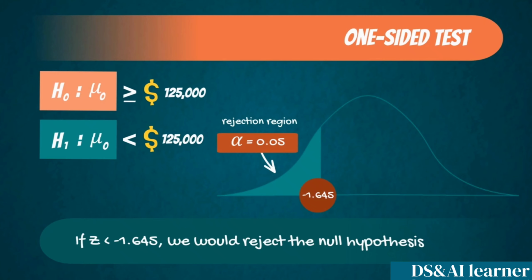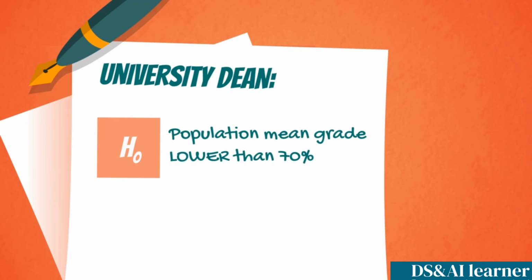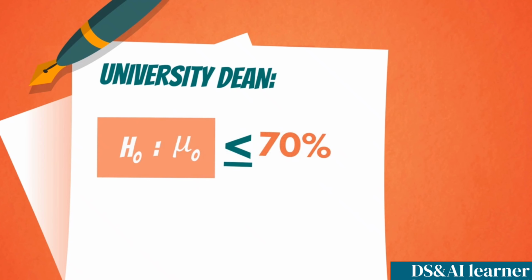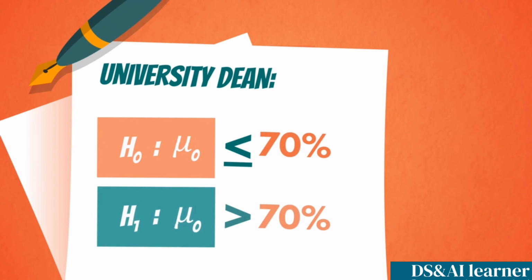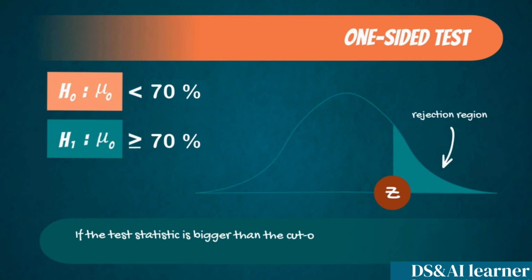All right, to exhaust all possibilities, let's explore another one-tailed test. Say the university dean told you that the average GPA students get is lower than 70%. In that case, the null hypothesis is mu0 is lower or equal to 70%, while the alternative, mu0 is bigger than 70%. In this situation, the rejection region is on the right side. So, if the test statistic is bigger than the cutoff z-score, we would reject the null. Otherwise, we wouldn't.